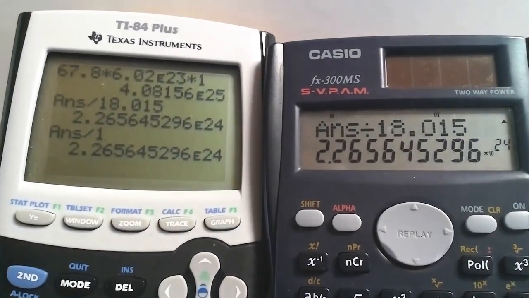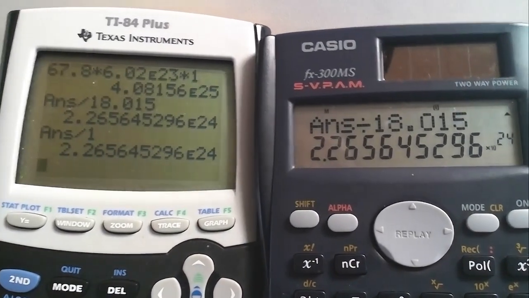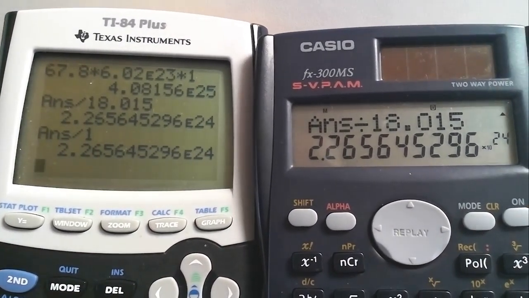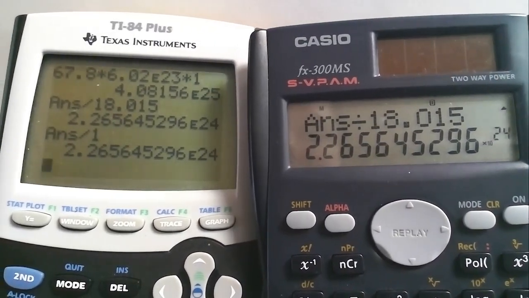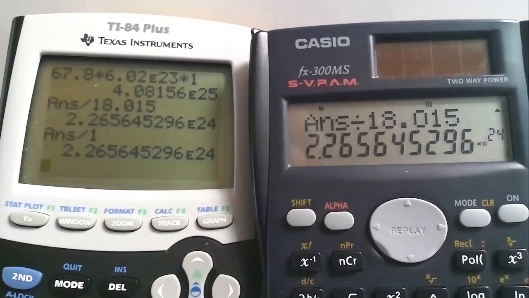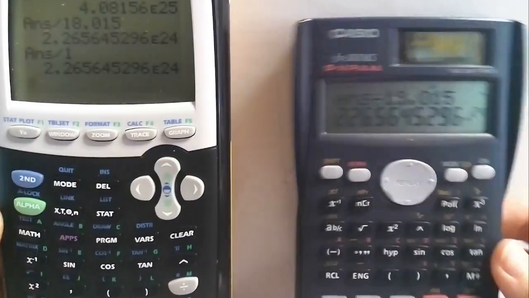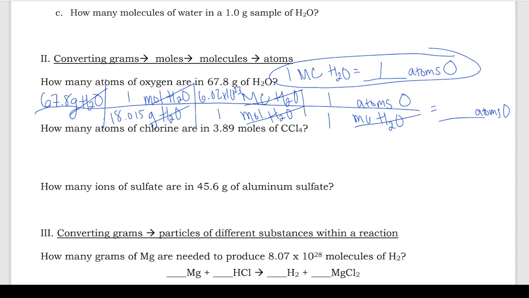If you used a different calculator and you got a different answer, that means that you are not using the correct buttons to type this in. So when you write this on your paper, you can go ahead and round to 2 decimal places, but just don't forget the scientific notation part at the end, the times 10 to the 24th. So I'm going to flip the camera back and go to this, and we'll say 2.27 times 10, get that out of the way, to the 24th power atoms of oxygen.